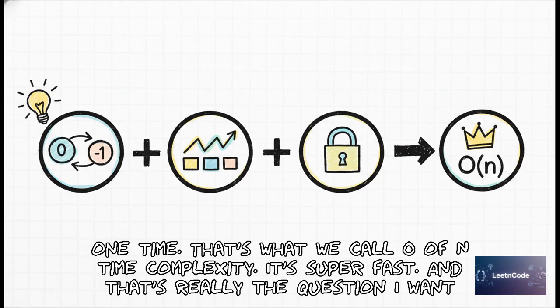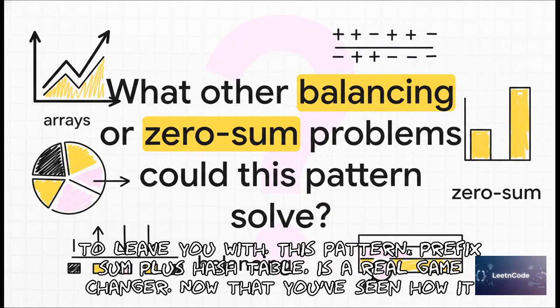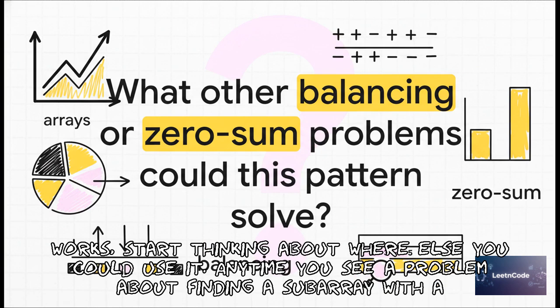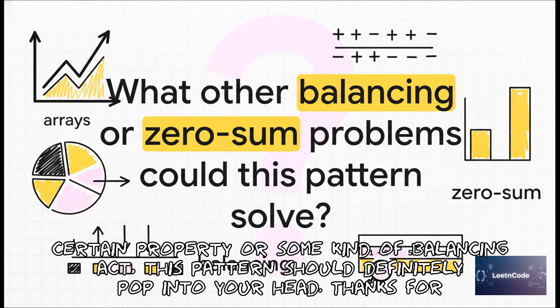It's super fast. And that's really the question I want to leave you with. This pattern, prefix sum plus hash table, is a real game changer. Now that you've seen how it works, start thinking about where else you could use it. Anytime you see a problem about finding a subarray with a certain property or some kind of balancing act, this pattern should definitely pop into your head.